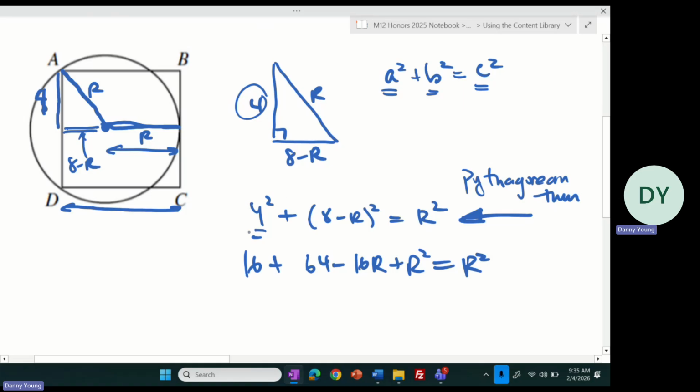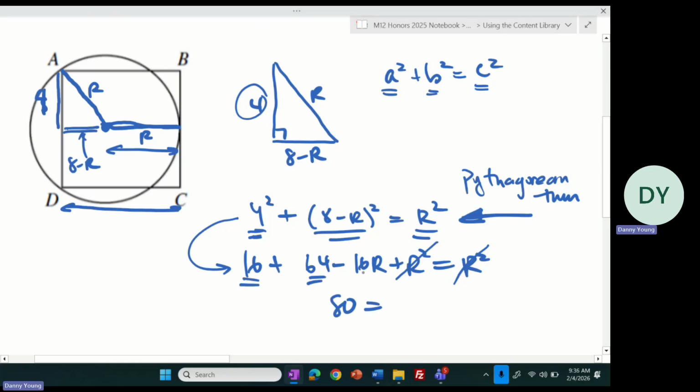So that's the Pythagorean theorem, right? A squared plus b squared equals c squared. Going from here to here, what did you do? Just expand it. And then after that, what cancels out? R squared cancels out. Okay with that? What's 16 plus 64? 80.